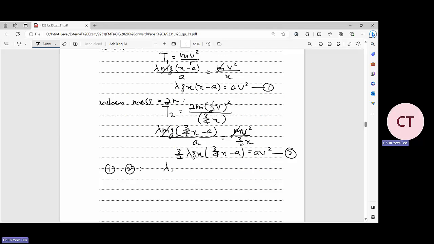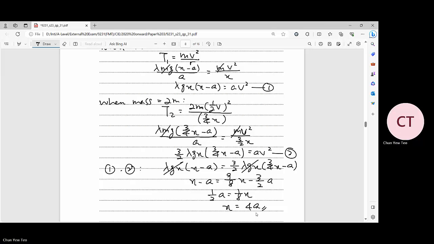If you let equation 1 equal to equation 2, it is equal to the 3 over 2 lambda gx, 3 over 4x minus a. Lambda gx and lambda gx cancel. Then you get 9 over 8x minus a, 3 over 2a. Then you get this as the half a is equal to the 1 over 8x. So your x is equal to the 4a. That is how you get the answer for this question number 5. Okay.